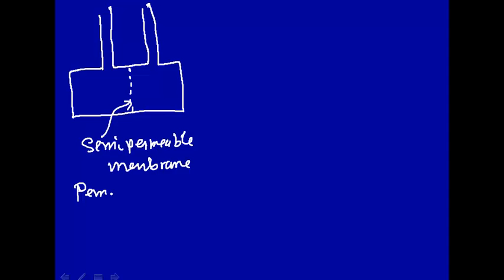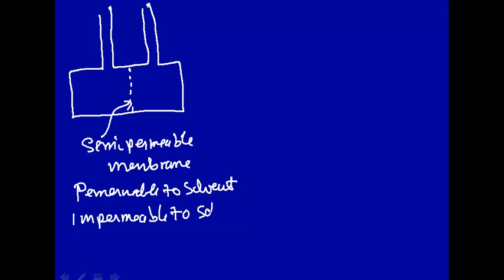And here we have a semi-permeable membrane. This might be, for example, a biological membrane. This semi-permeable membrane is permeable to solvent, and it's impermeable to solute. And let's just put some solvent in here. Let's call it H2O, some water.